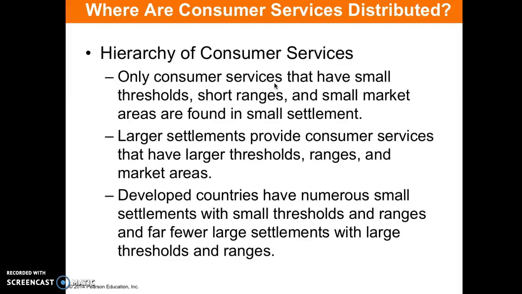So consumer services that have small thresholds, short range, and small market areas are going to be found in the smaller settlements like we talked about. Larger settlements have consumer services that have larger thresholds, ranges, and market areas. And because of that nesting setup, within a large settlement you're going to have many, many grocery stores and many, many gas stations and many, many of these other marketplaces all subdivided into smaller areas.